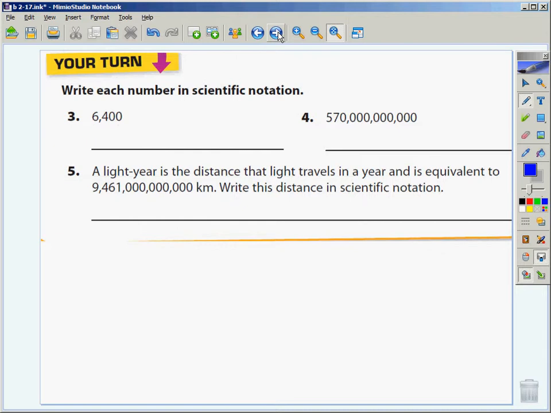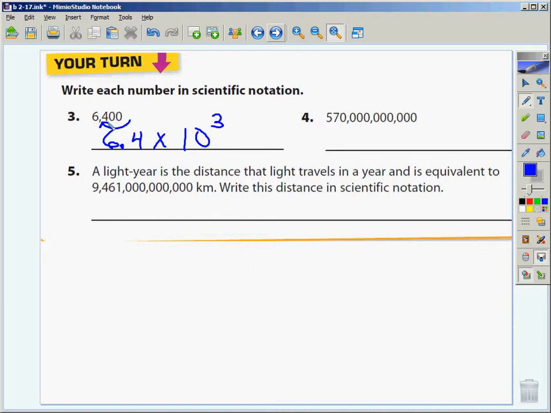So, let's look at the next problems. What am I gonna write here? 6.4 times 10 to the 3rd power. Because I'm going to have to move the decimal 3 places. Oh my goodness, look at that number. Okay? I get it. Number 4.